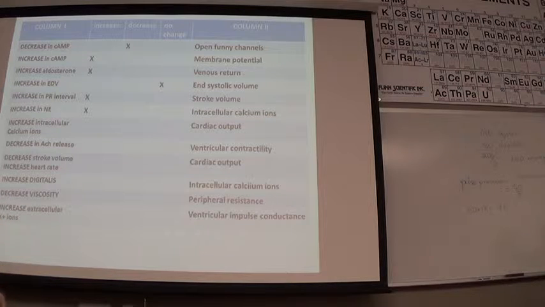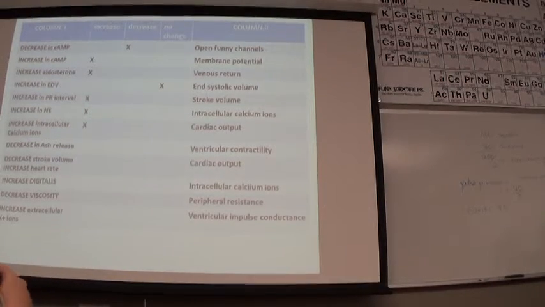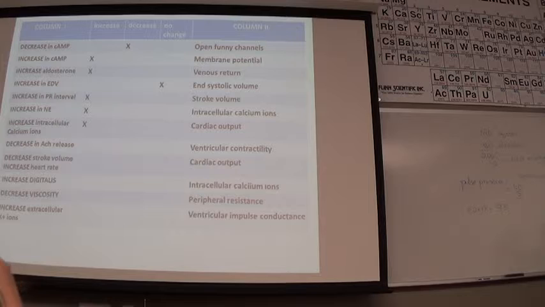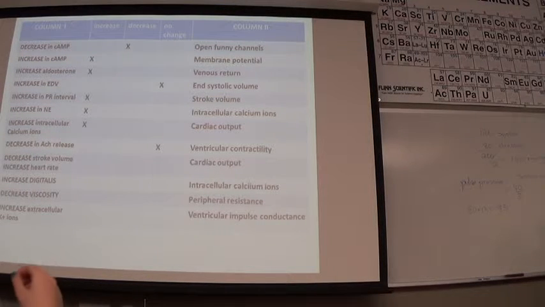Increase in norepinephrine, increase in intracellular calcium ions. An increase in intracellular calcium ions increases cardiac output because it increases contractility. A decrease in acetylcholine increases. If we look at calcium ions directly, there should be no effect. Remember, because of the relaxation, indirectly there's an increase in filling. But directly there's no effect on contractility because it doesn't affect the ventricles.